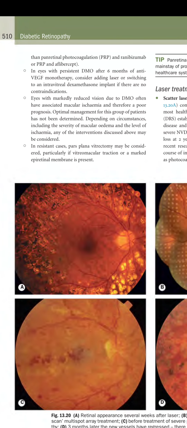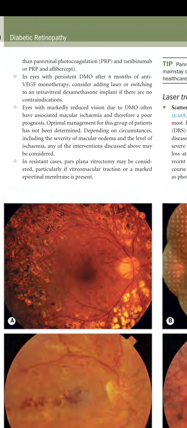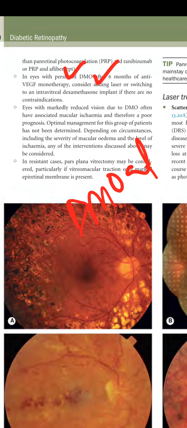In eyes with persistent diabetic macular edema after 6 months of anti-VEGF monotherapy, consider adding laser or switching to an intravitreal dexamethasone implant if there are no contraindications. So if the patient is on the intravitreal anti-VEGF agent but the diabetic macular edema is persistent after 6 months, you can always add laser or you can add the dexamethasone implant.